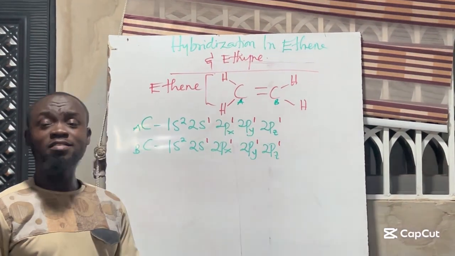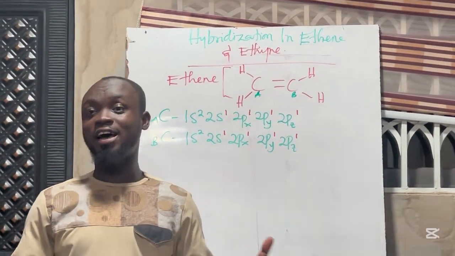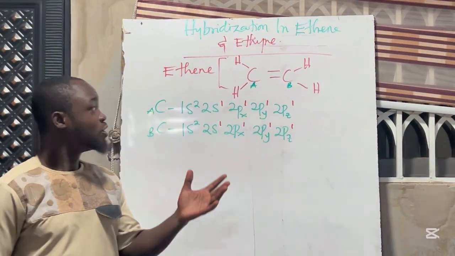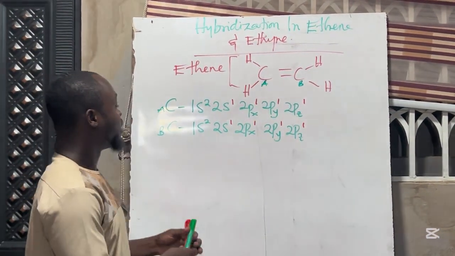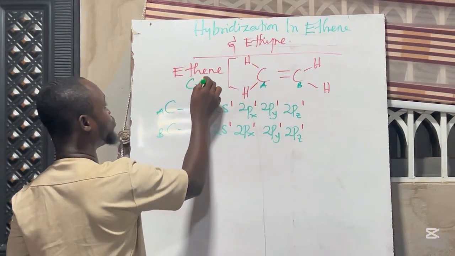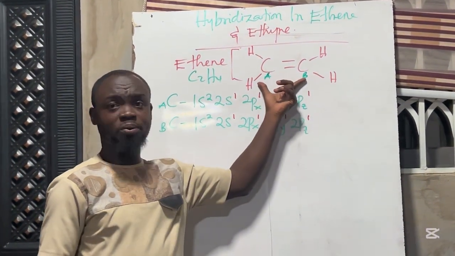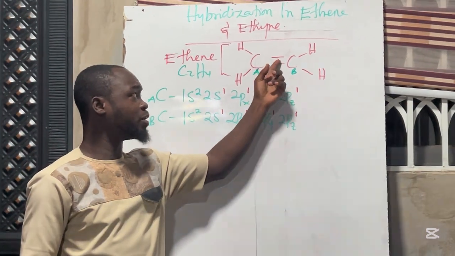So let's look at hybridization in ethene and then ethane. Is that okay? So I'm going to start with hybridization in ethene. So over here, ethene is an alkene with the formula C2H4. And this is the illustration in terms of it bonding with hydrogen. Is that okay? It has a double bond in the middle.